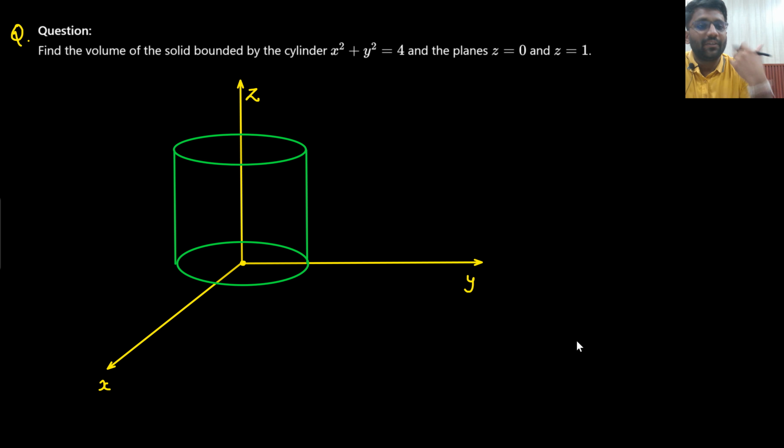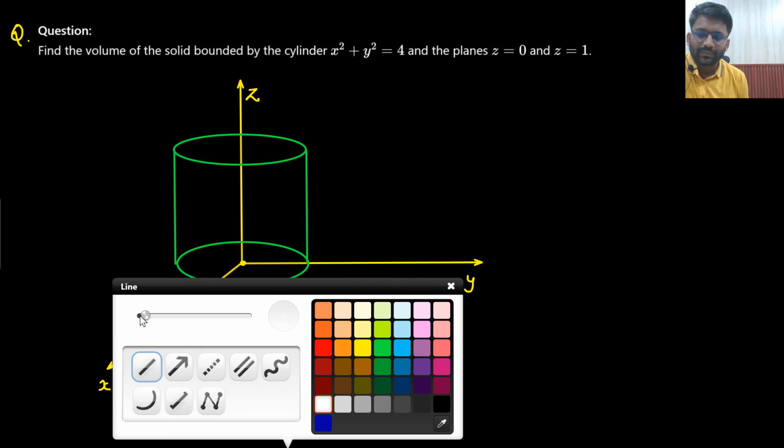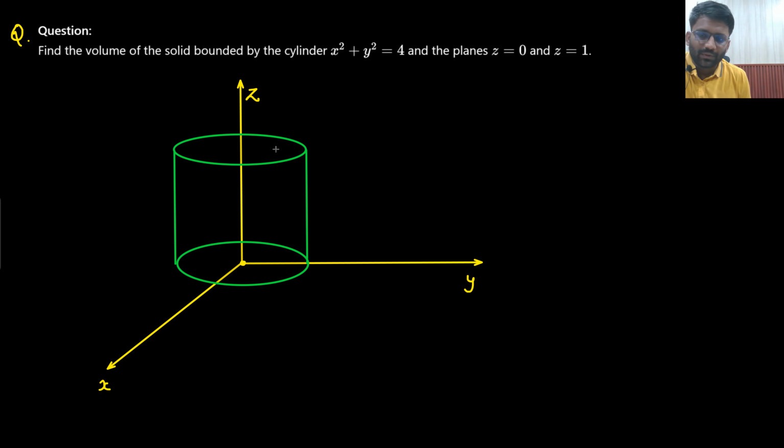I want to teach you a different method here. Okay, you would know that, sir, it is a very simple question. Sir, what is the radius of the circle? Radius of the circle is 2, and sir, height is 1 here. The value of z is going from 0 to 1, so height is 1. So sir, it is a very simple question. I don't know why you are asking, but I want to teach you something else here. That's why I am asking this question.